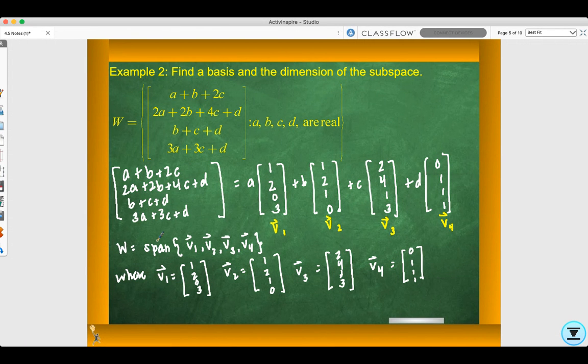We can discard v3 since it's a linear combination of v1 and v2, and that's by the spanning set theorem. And v4 is not a linear combination of v1 and v2. So v1, v2, and v4 is the basis for W. Therefore, the dimension of W equals 3, since we can discard v3.